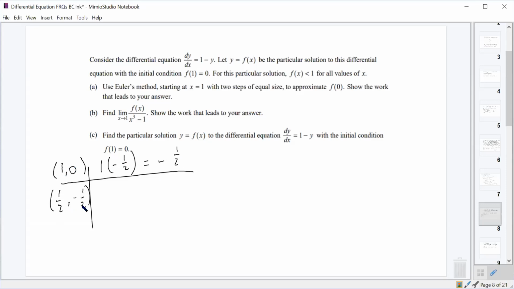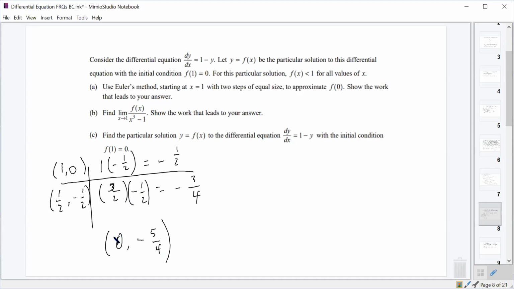Next, our new dy/dx ought to be 1 minus negative 1/2, which is 3/2. We'll multiply that by our step of negative 1/2, which will give us negative 3/4. And we will get an approximation that when x is 1, y is negative 5/4. Right, when x is 0.